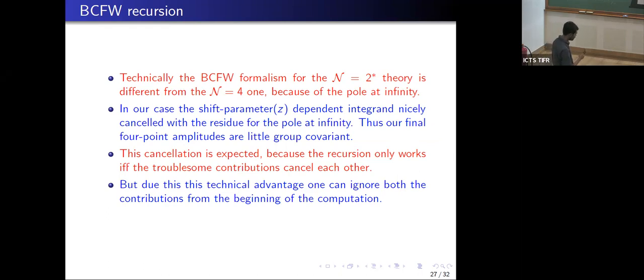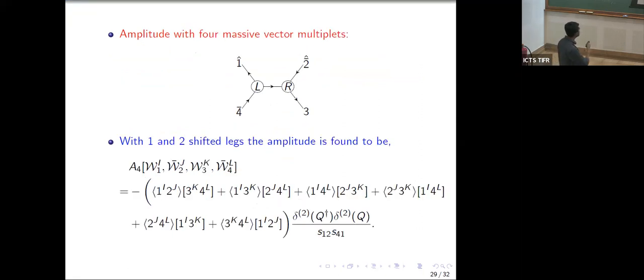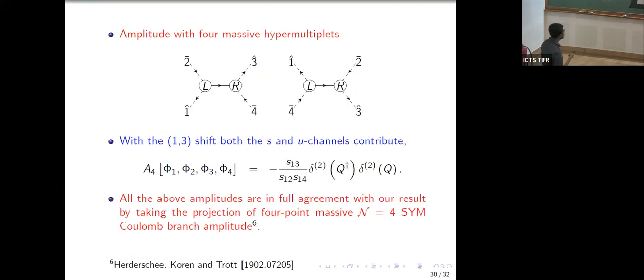And so for the computation of this amplitude with two vectors and two hypers, we get a pole at infinity with the 3-4 shift, and also we get a pole at infinity with the all massive vector scattering amplitude. But interestingly, for the 4-point amplitude with all 4 hypermultiplets, there is no pole at infinity. So maybe if any external leg contains the massive vector multiplet, there is a pole at infinity maybe.